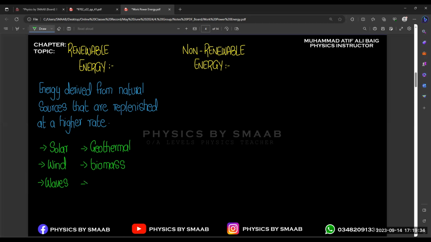Further, if you want to write, we can take the example of hydropower also, right? That is also known as the waveform. If you write the waveform in simple words, that is hydropower, that is due to the flow of water waves.